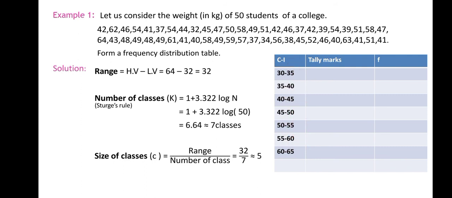Now to mark the tallies, what you should do is check the number here. So in the data, the first number is 42. Where does 42 lie? 42 lies in this class interval, that is 40 to 45. So mark a tally. In the same way, go on marking tallies for all the numbers. Then write down the frequencies.